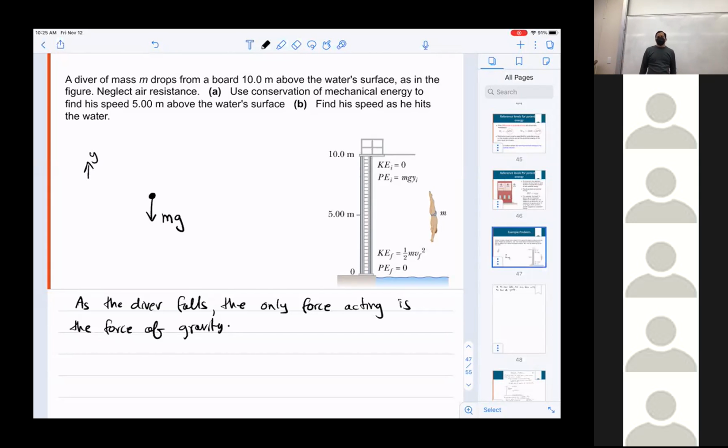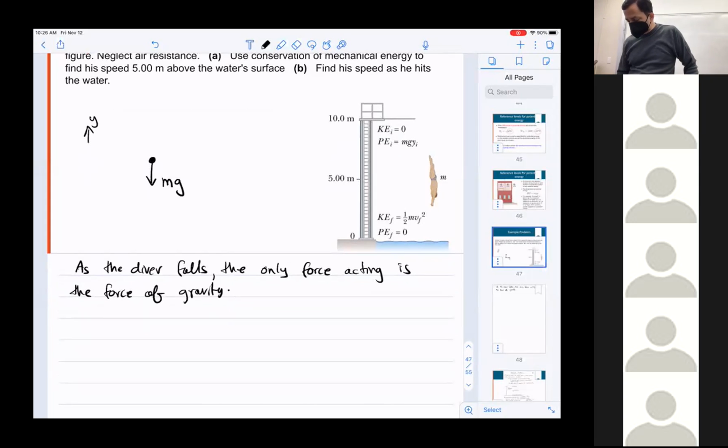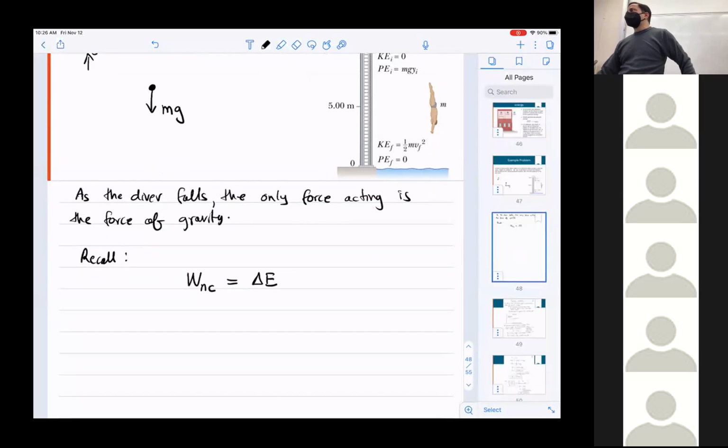So the only force acting on the diver is gravity, which is a conservative force. Recall from the work energy theorem that the work done by all the non-conservative forces acting on the object is equal to the change in the total mechanical energy of the object. Since gravity is the only force, the work done by the non-conservative forces will be zero because there is no non-conservative force in the problem to talk about.